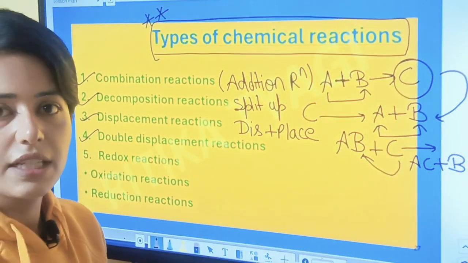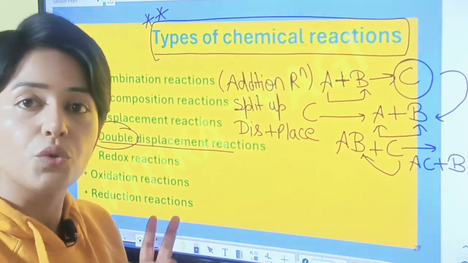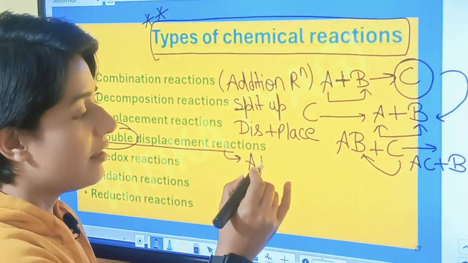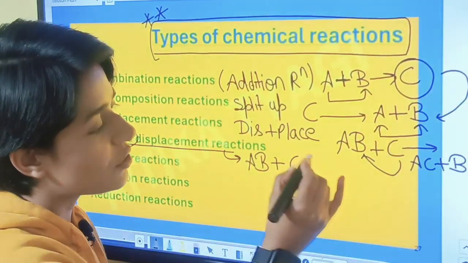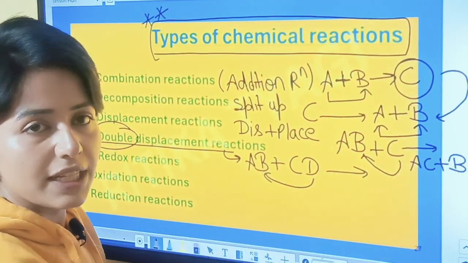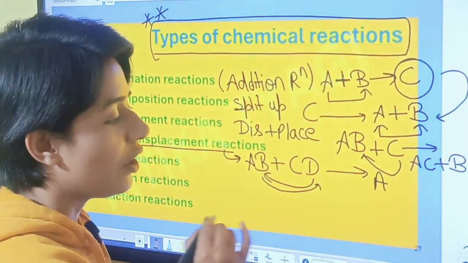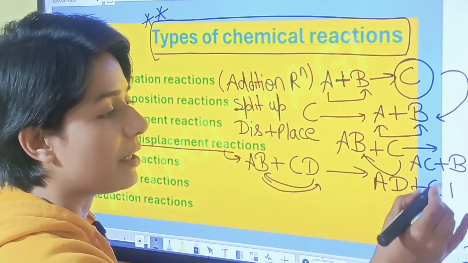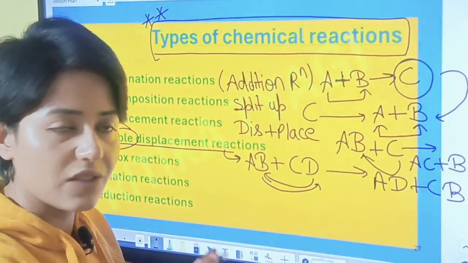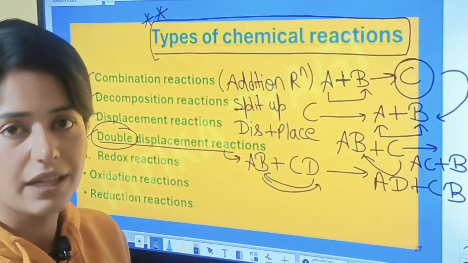The fourth type of reaction is double displacement reaction. As the name suggests, double. Here 2 atoms displace each other's positions. For example, let AB be a solution and CD be another solution. Now D displaces B, or we can say B displaces D. So we get new products, that is AD plus CB. Here both atoms exchange their positions, B as well as D, and we get new products with new properties. So it is a double displacement reaction.